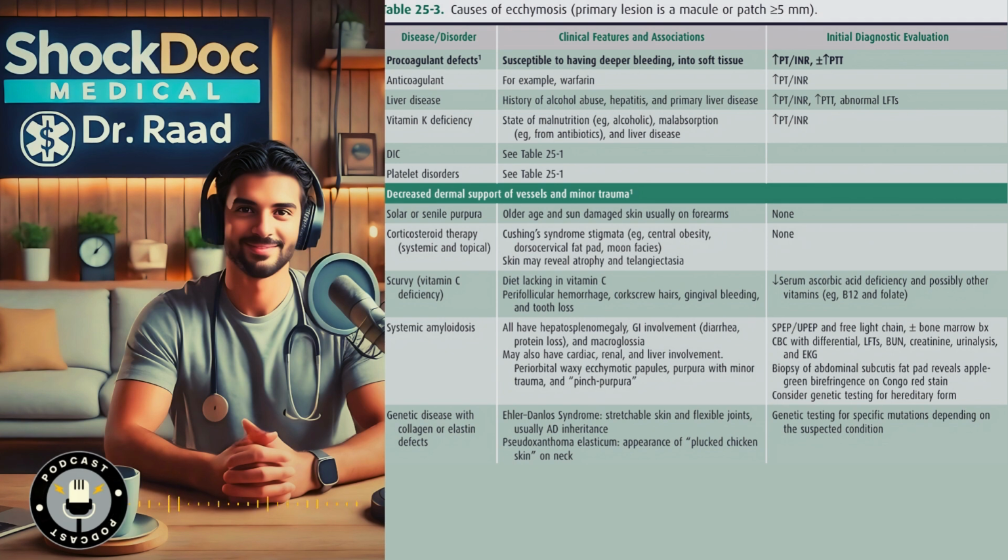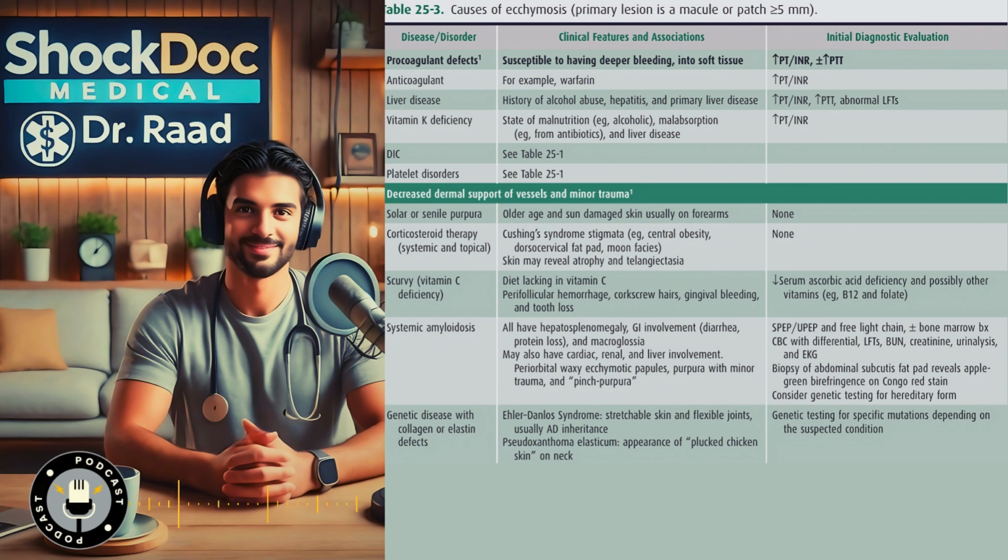DIC, as we mentioned before, can also present with ecchymosis, and the lab findings are similar to those we discussed earlier. And then, if the issue is due to decreased dermal support from the vessels and minor trauma, you get into conditions like solar or senile purpura, common in older patients with sun-damaged skin, especially on the forearms. Usually no additional testing is needed.